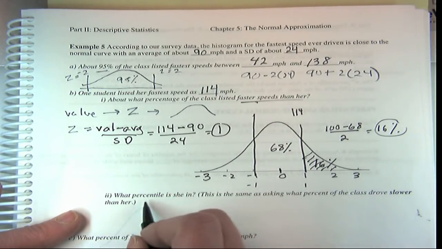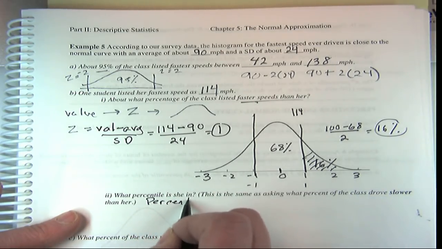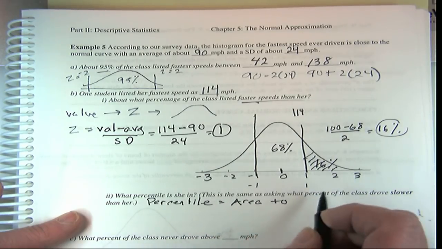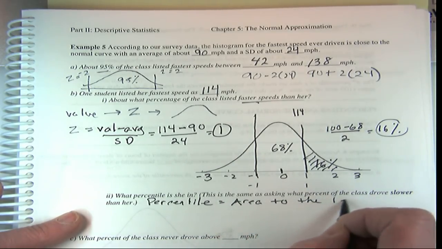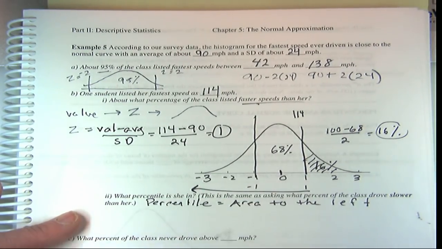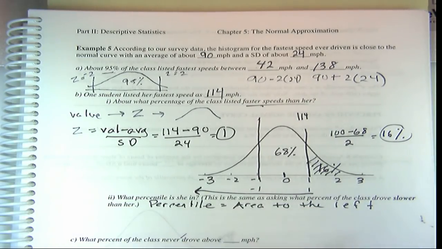So the percentile is equal to the area below. So the area to the left. So all this area is the percentile. That's what the percentile is.